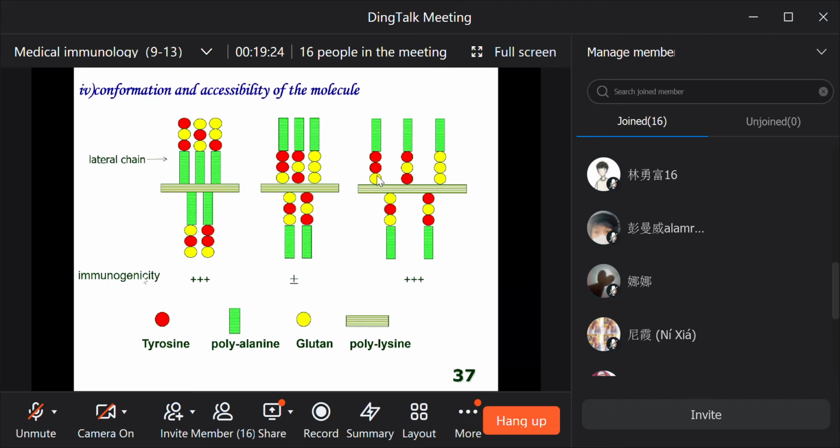So from this diagram model, we should understand that the conformation and accessibility of the molecule is a key role for the substance to induce the immune response.